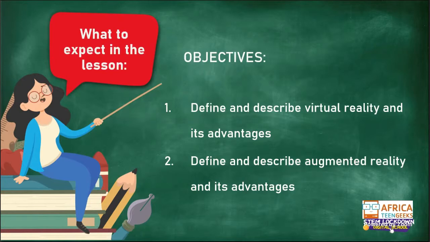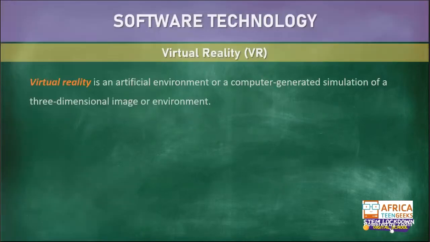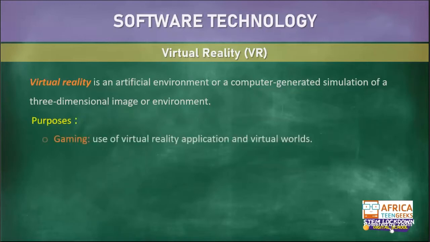Right, what is virtual reality, VR in short? We can define it as an artificial environment or a computer-generated simulation of a three-dimensional image or environment. So this is an artificial environment that we are dealing with. And you may say, what is the purpose of this? Number one, mostly for gaming.